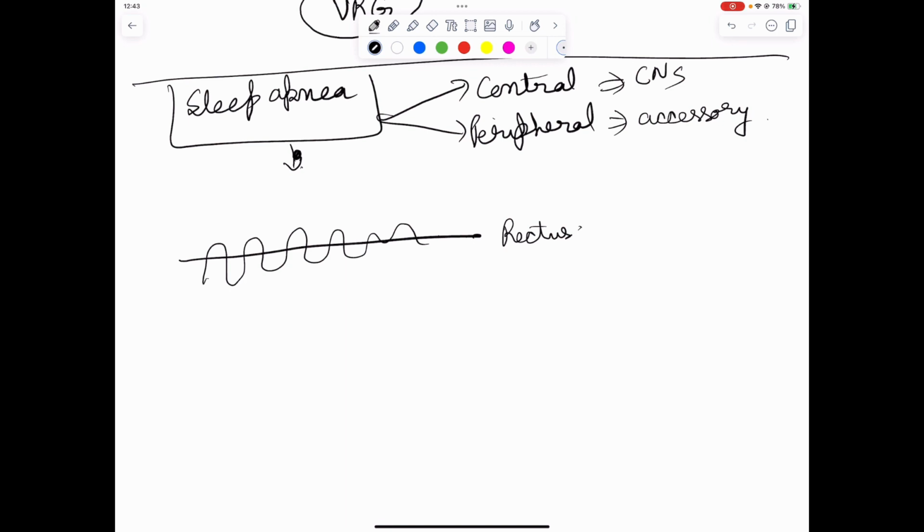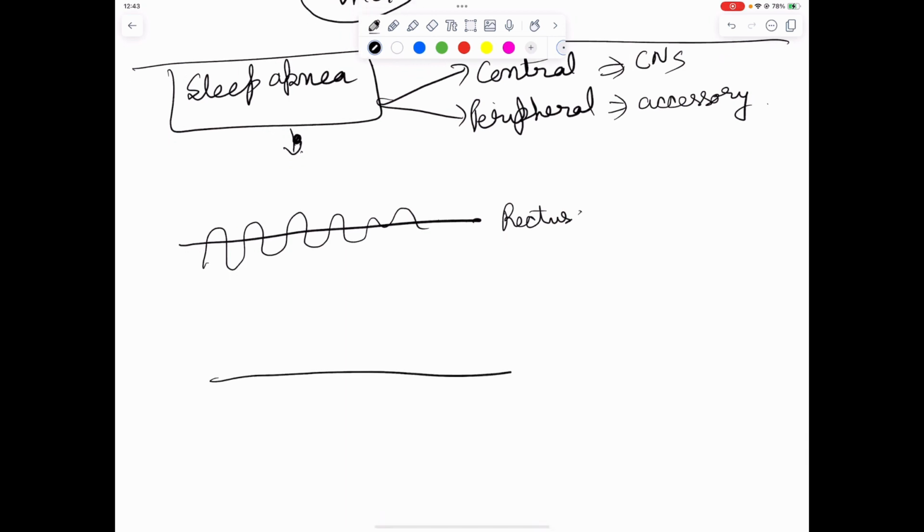But what happens if there is no activity of the muscles altogether? The muscles are lying flat. What does this show? This shows that the brain is not able to send impulses to these peripheral muscles, and therefore the cause of apnea here is central.